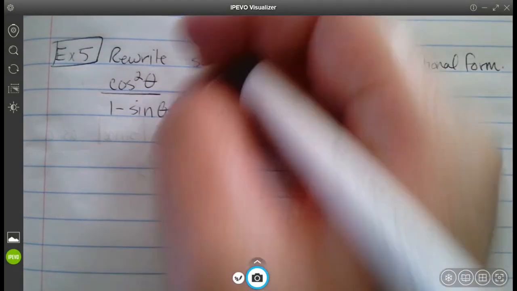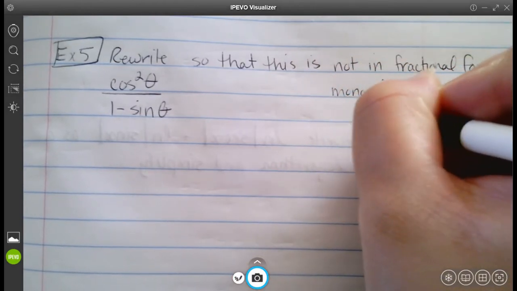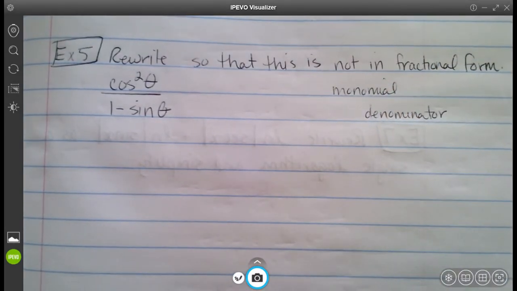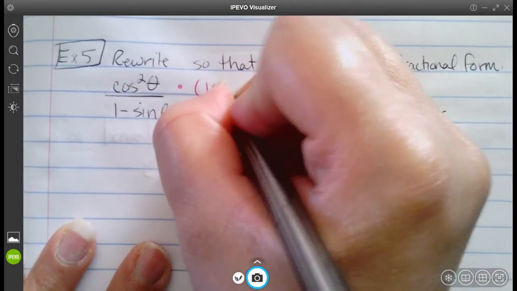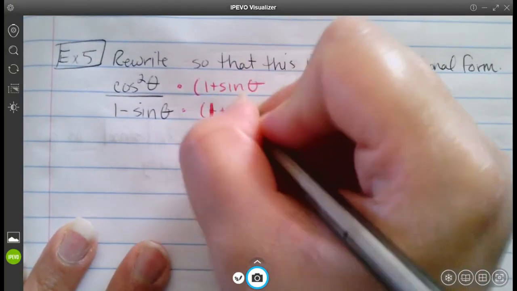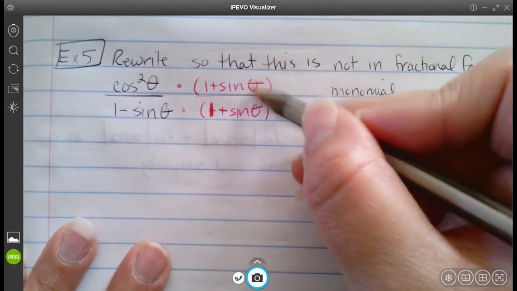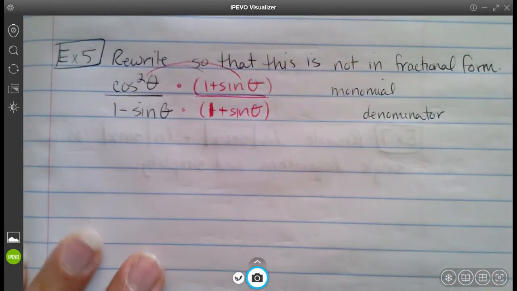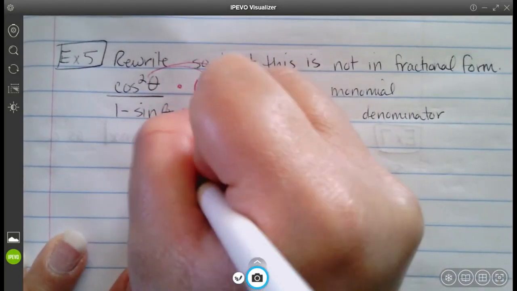What I'm going to do is use what we call the monomial denominator. And we've done this already before, so hopefully this one is not too new for you. I'm going to multiply times kind of the opposite of this. So 1 plus sine theta. I'm allowed to do this because, again, this is just saying times 1. So let's do that. We're going to distribute, which gives us cosine squared theta times 1 is cosine squared theta.